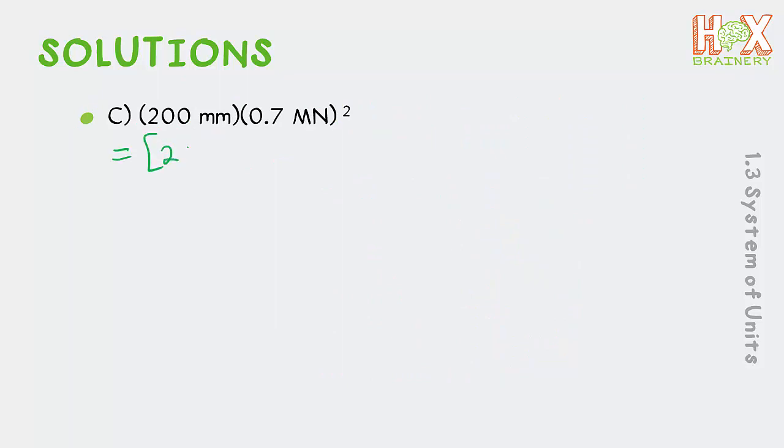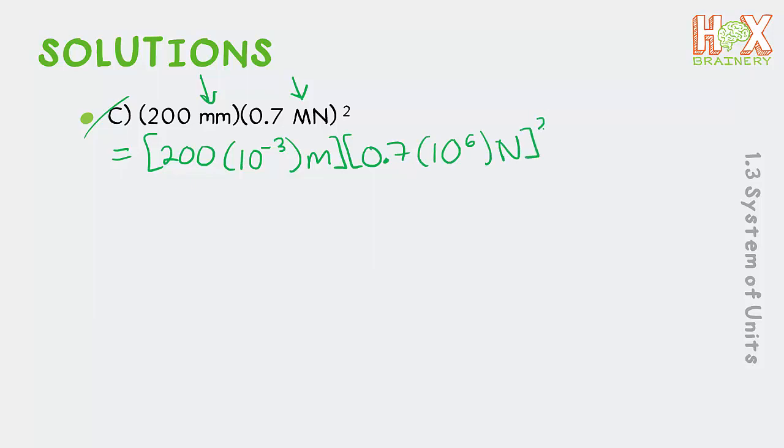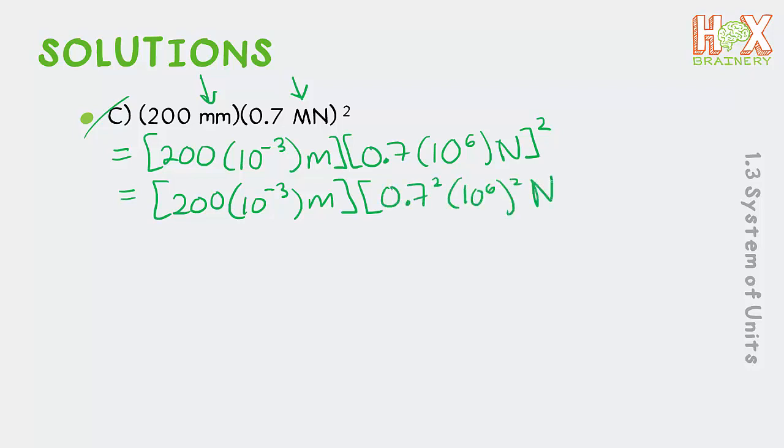All right, so I'm going to go ahead and start part C here by rewriting these prefixes. So I have 200 times 10 to the negative 3rd power meters. And over here I have decimal 7 mega here, so that's 10 to the 6th power newtons, all of that squared. I'm going to leave this part here alone for now. And then I'm going to distribute the squares through. All right, so still going to leave this part alone for now.